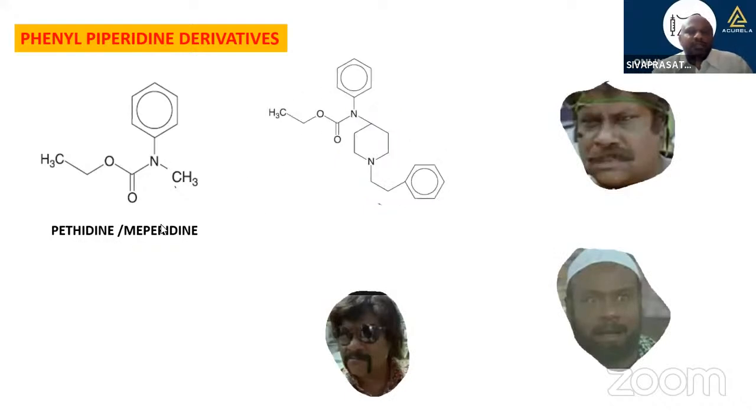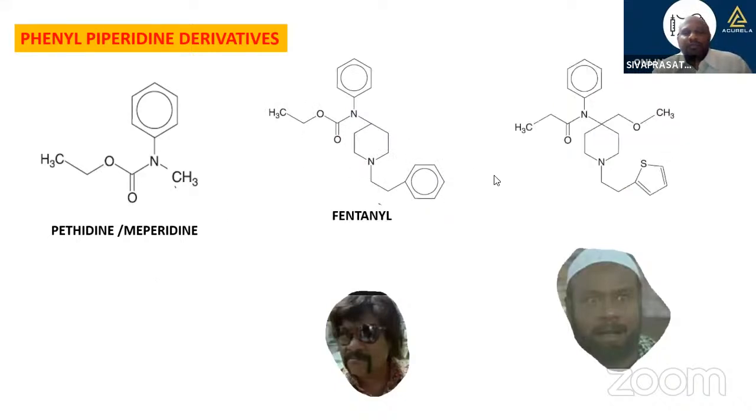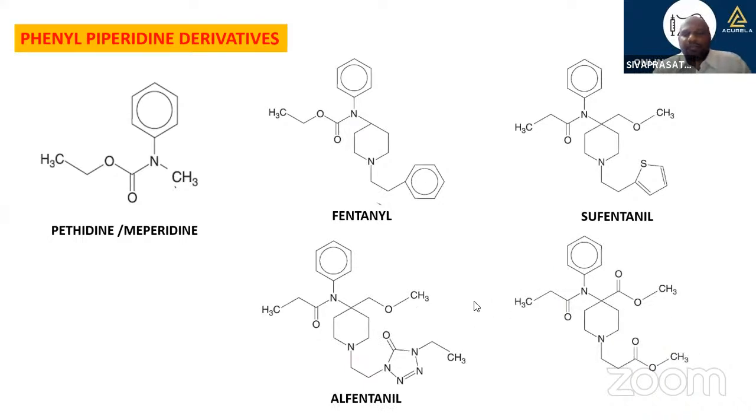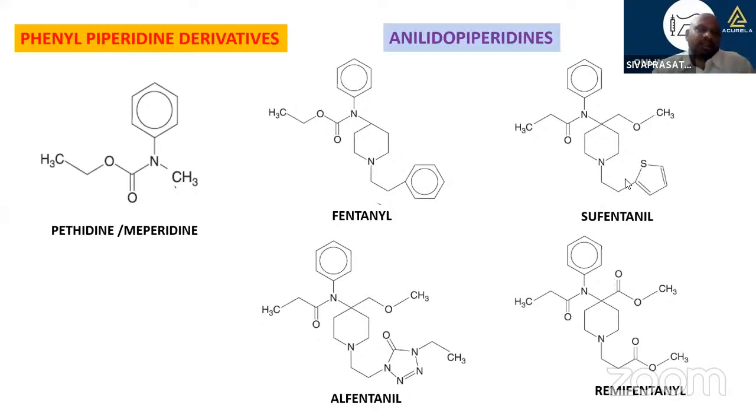See, if you substitute this methyl with the anilopyridine, you get fentanyl. If you put a sulfur atom in this, it will become more and more lipid soluble and become sufentanil. If you can add an oxy group here, it becomes alfentanil. It gives typically different properties to it. And if you add two ester groups here, which are susceptible to action by esterases and quick termination of action, it is called remifentanil. And these all are together called anilidopyridines.